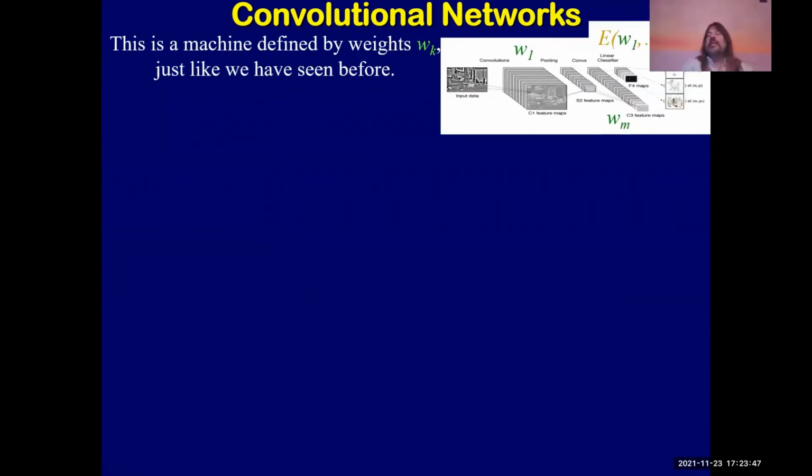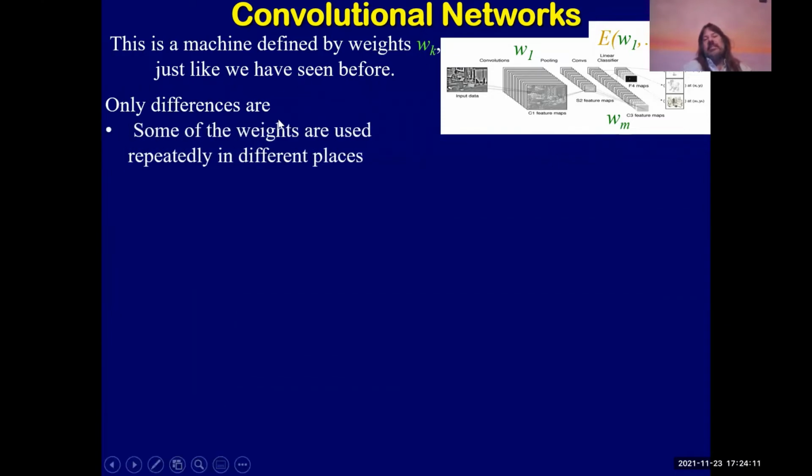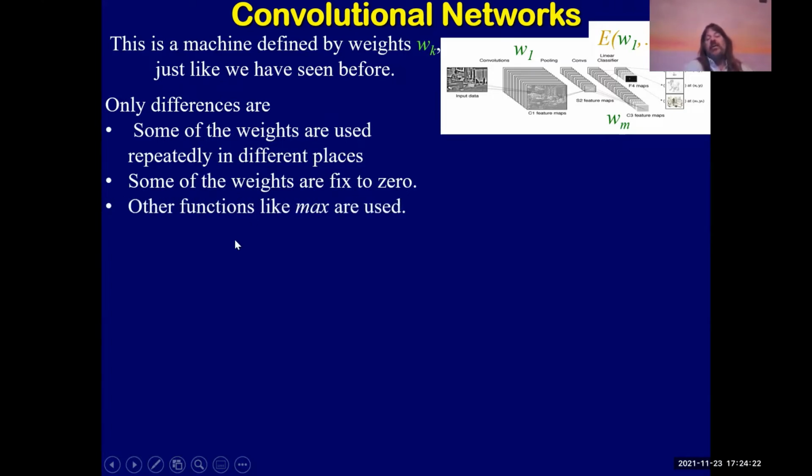All right. Now, you might say, well, this is a much more complicated machine. How do we possibly learn this? And I'm saying it's learned exactly the same as we did before, right? The neural net, this big neural net, is just something that what it does depends on weights. And the only difference is some of the weights are used repeatedly in different places. That doesn't matter, it's still a weight. And maybe some of the weights are fixed to 0, that doesn't matter. And maybe some of the other functions are maximums, but that doesn't really change what we're doing here.